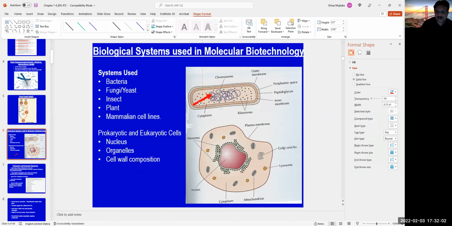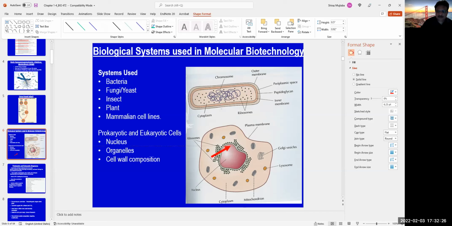In bacteria, there is no nucleus. The DNA is directly in the cytoplasm, right? And this is protected by cell membrane and cell wall. So there is no well-formed nucleus. So this DNA and protein complex is referred to as a nucleoid, right?